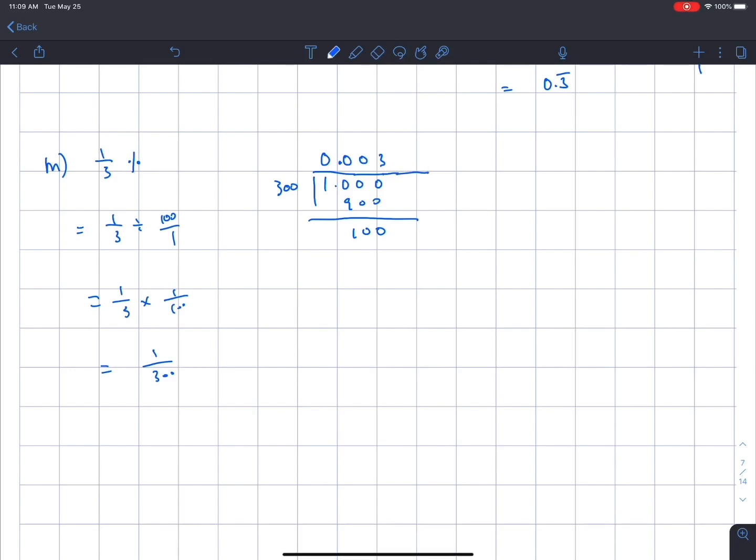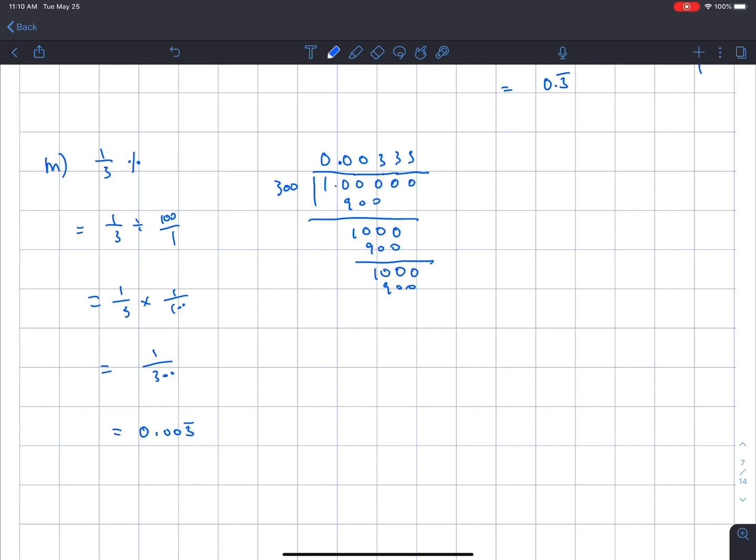Because this is exactly the same question from the very beginning, right? In the very beginning, well, it was 1 divided by 300 actually. Okay, so let me continue here. So add an extra 0, bring it down. 300 times 3 is 900. So we can also see that this 3 is going to repeat, right? If I add another 0, I'm going to get 3 again. So this will just be 0.003 repeating.